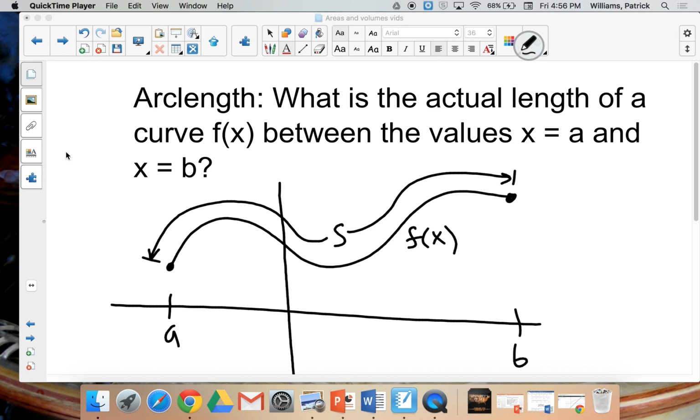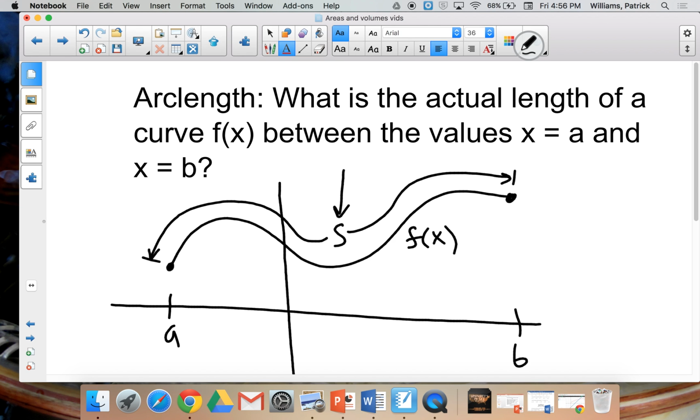As you see here, we have a black line which represents the curve f of x, and this variable called s represents the actual length of that curve. So let's pretend this curve was like a string, and we stretched it out and measured it. That's how much length of string would be taken up by this particular curve.